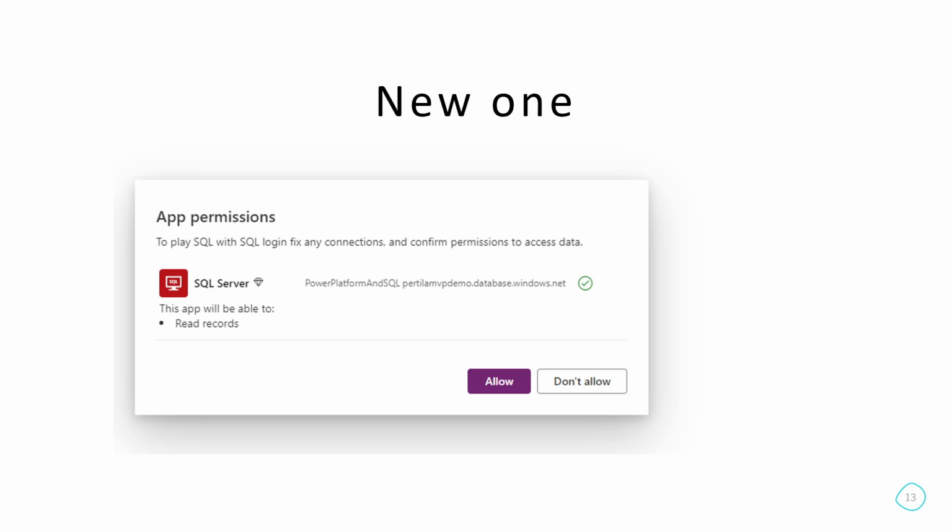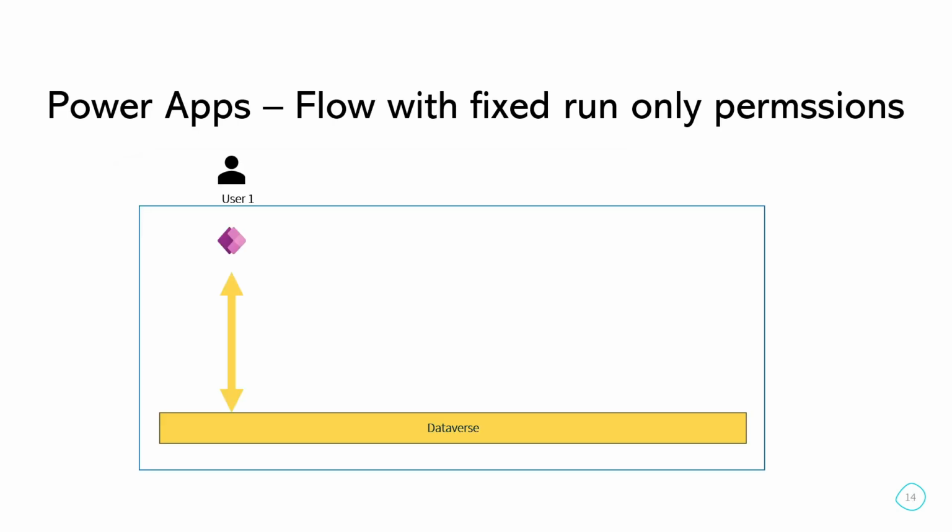All right. The next topic is flows with fixed run-only permissions. One thing I usually speak about, and many other consultants as well, is that Power Platform Canvas apps are safe because all the users are always accessing the data with their own credentials, because we have these mechanisms of connections.